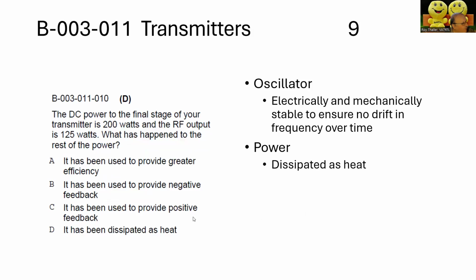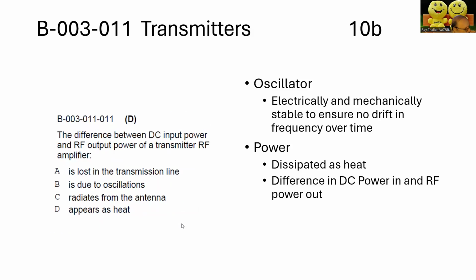The DC power to the final stage of your transmitter is 200 watts. The RF output is 125 watts. What has happened to the rest of the power? So in most cases, it's dissipated as heat because the amplifier is not 100% efficient. So some of it is converted to heat. Here's a similar question. The difference between DC input power and RF output power of a transmitter RF amplifier appears as heat.